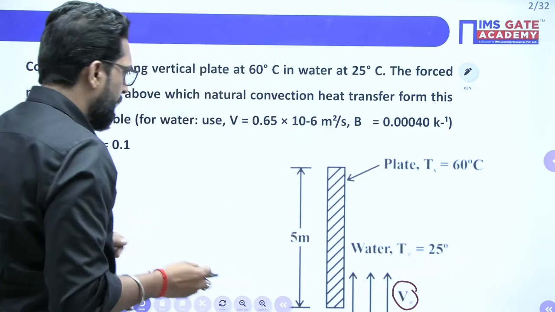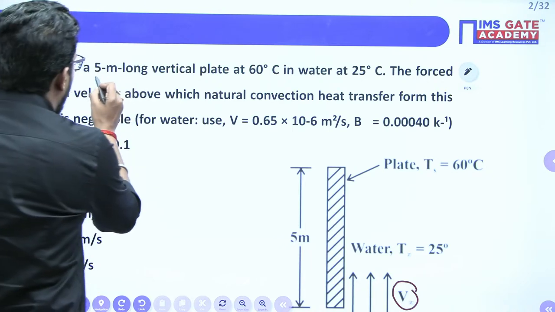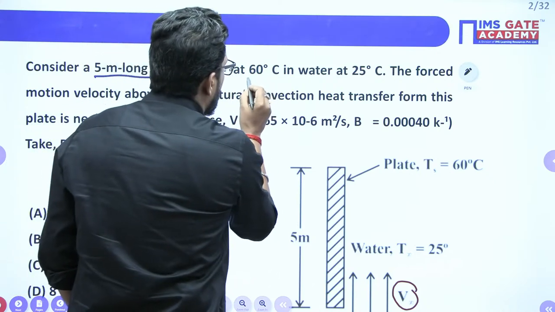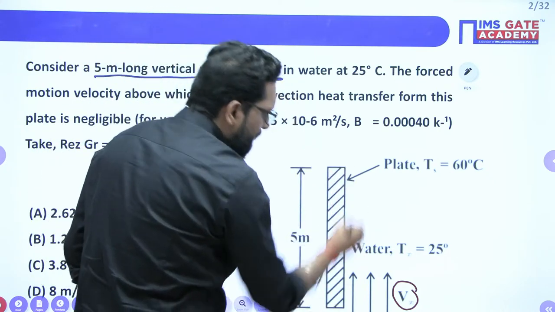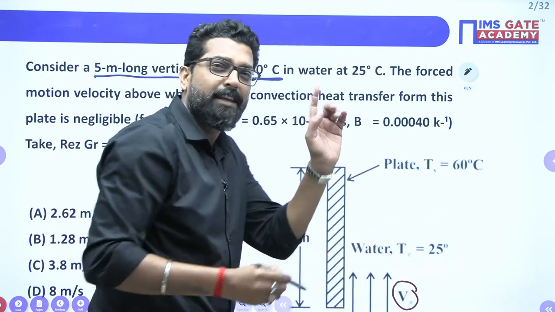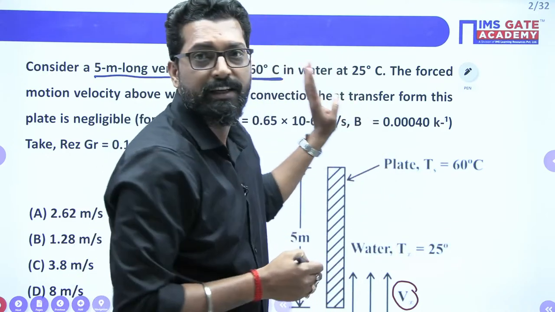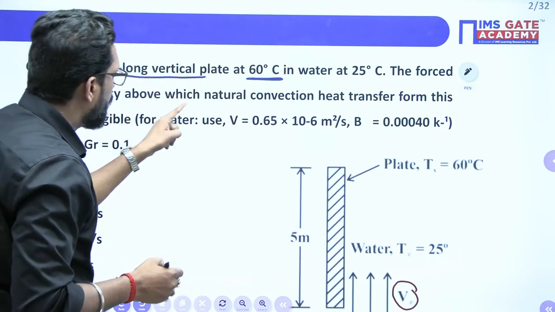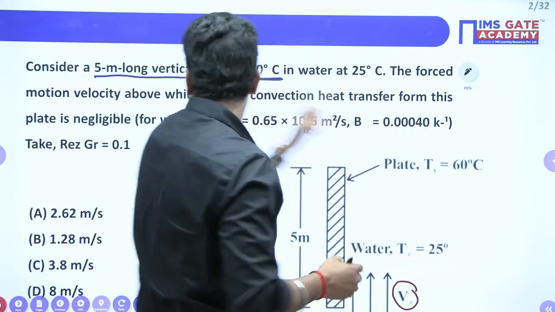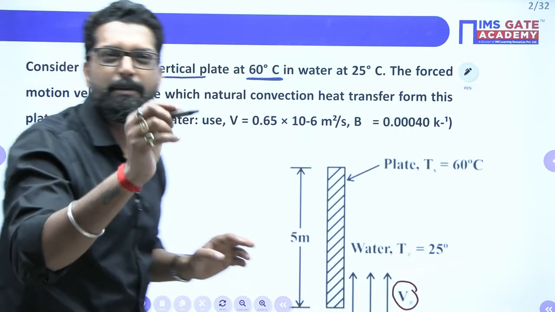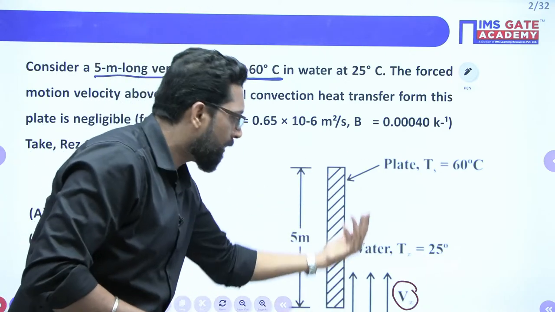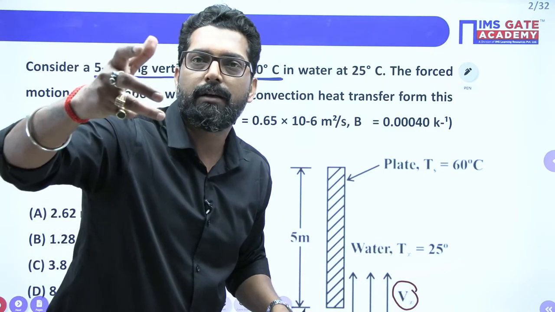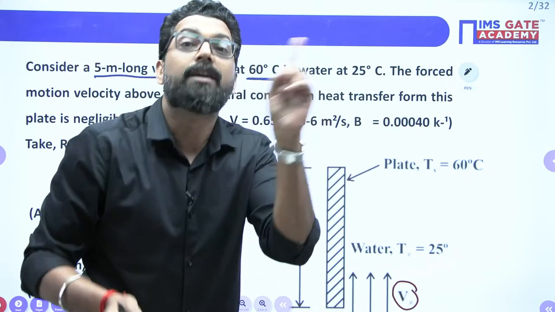See, read the question carefully. Consider a 5 meter long vertical plate at 60 degree centigrade. That means the plate surface has a wall temperature of 60 degree centigrade. Okay, beta. The forced motion velocity above which the natural convection heat transfer from this plate is negligible. See the beauty. That means you have applied a forced velocity to the fluid, which is water, so that the effect of natural convection will reduce.